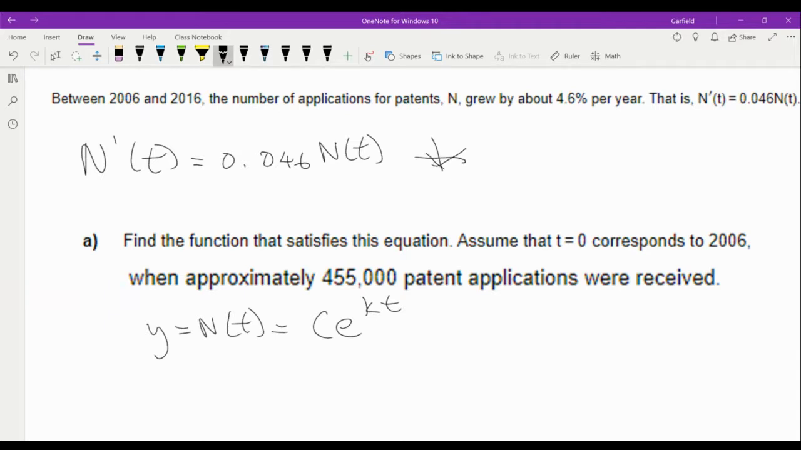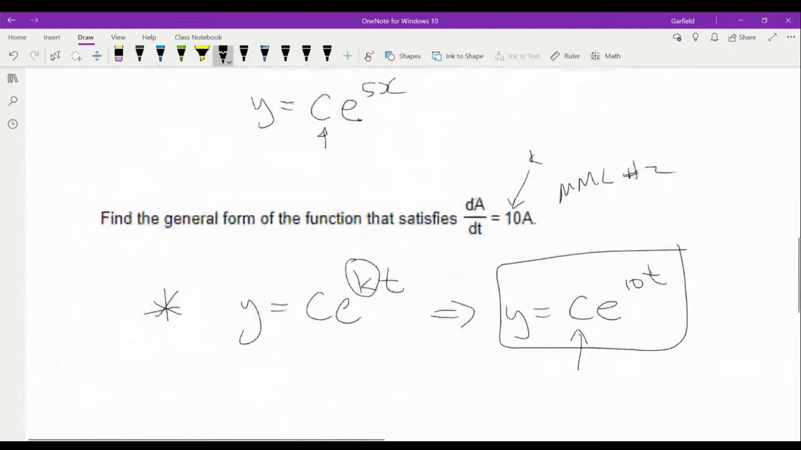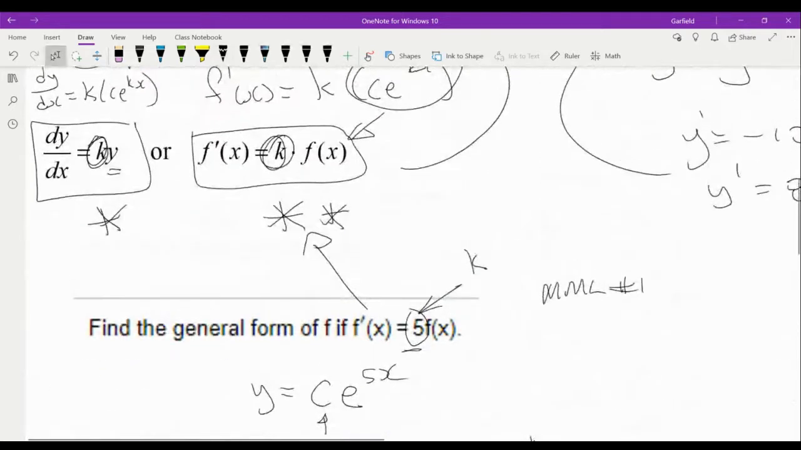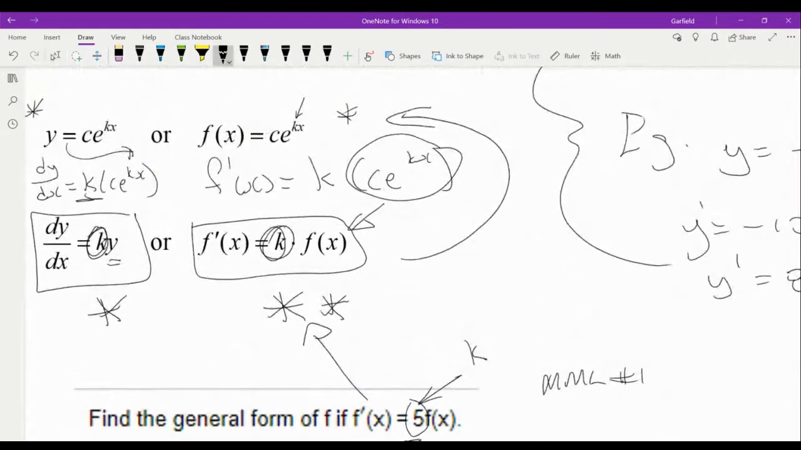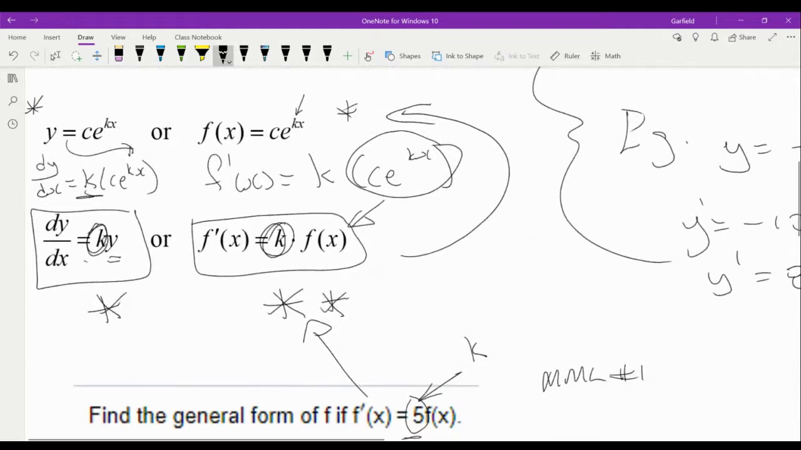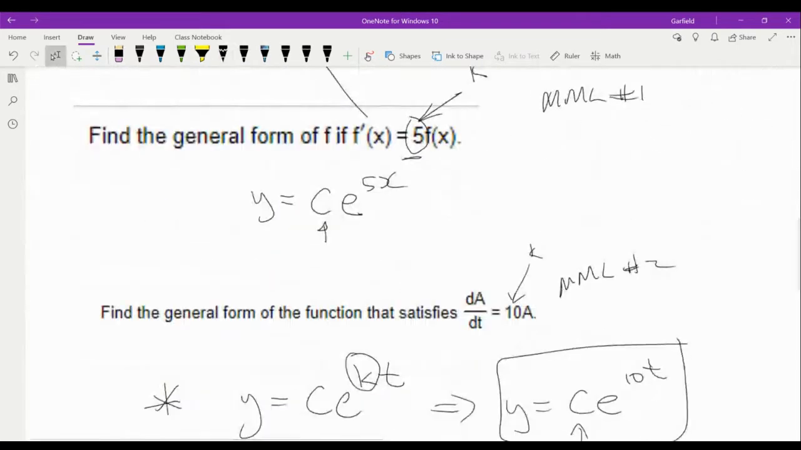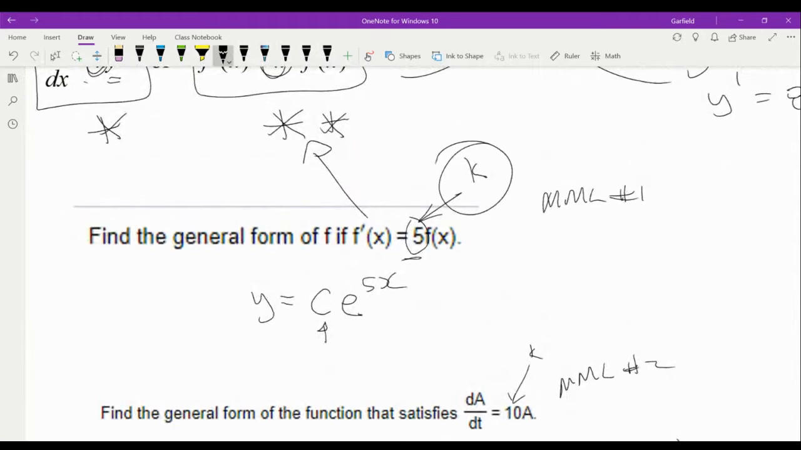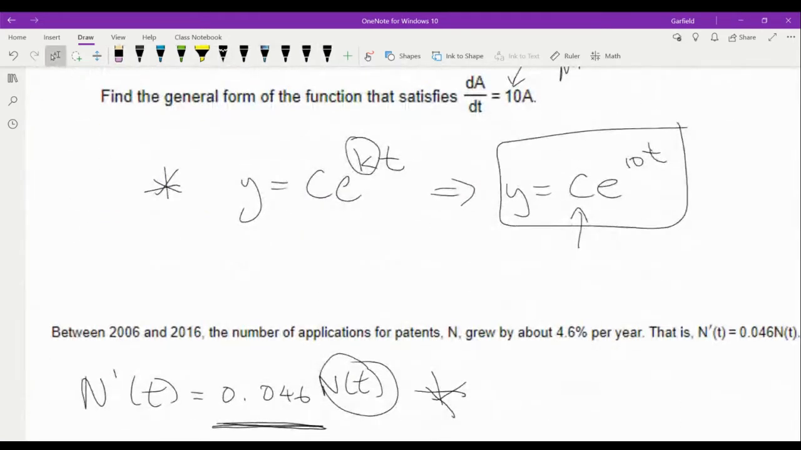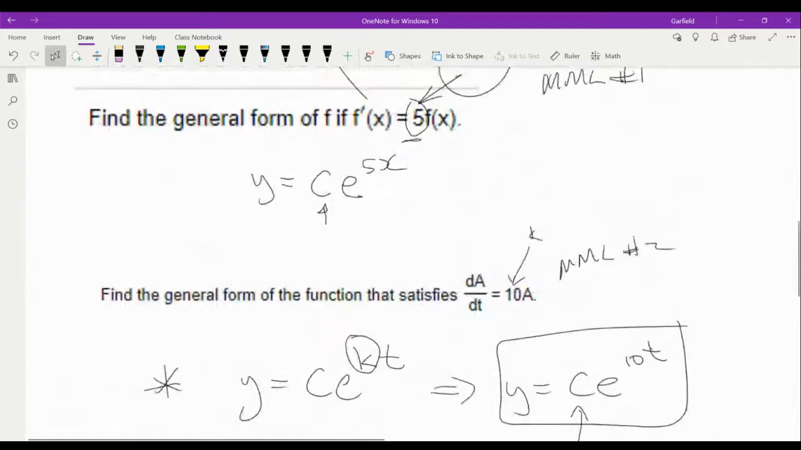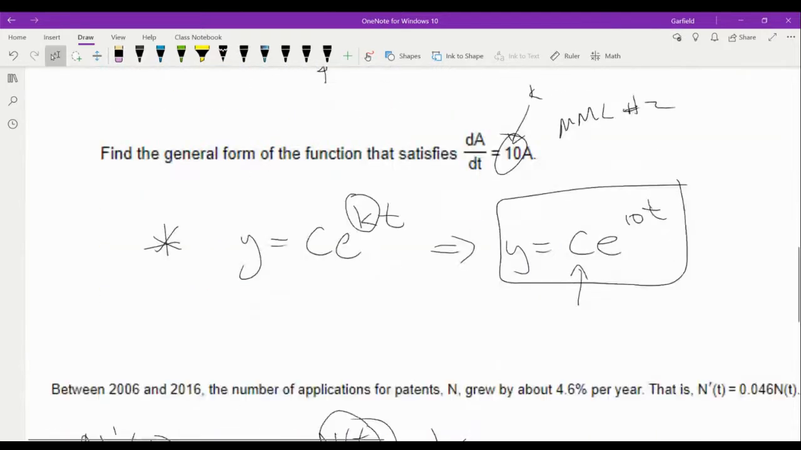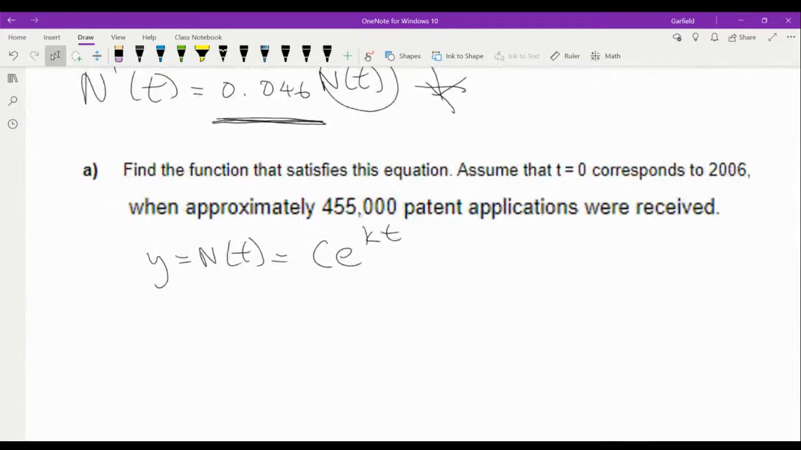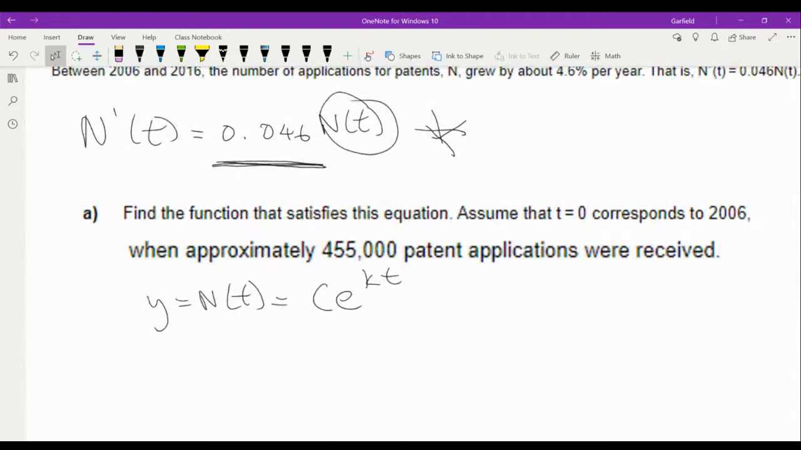And here, when they give us the derivative, the number before the function itself is the k. So we've been saying up here, right? K always comes before the function itself. So they give us the derivative. Even in this problem, this is our k. K comes before the function. That's our k. So our k in this problem is 0.046.